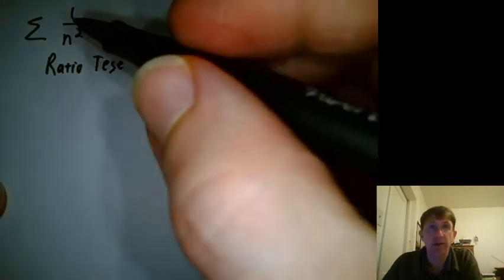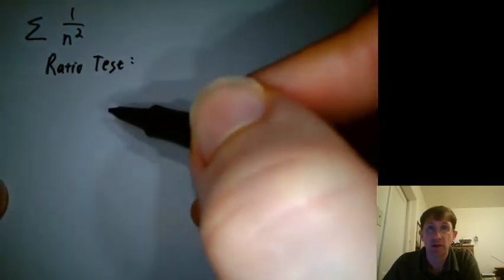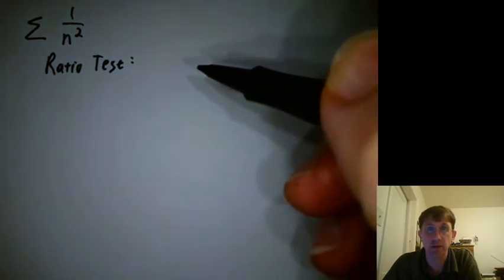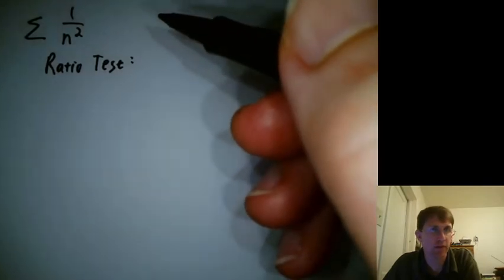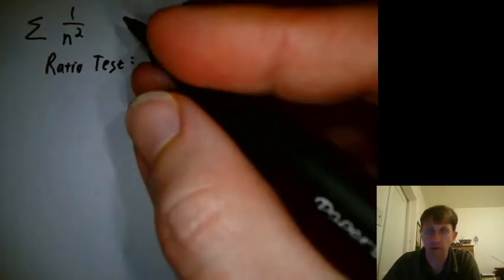Let's try a ratio test on the sum of 1 over n squared. Go ahead and write out all the math and see what ratio you get in the limit, and then think about, does this series converge or not. So pause the video while you do all that and then come on back.